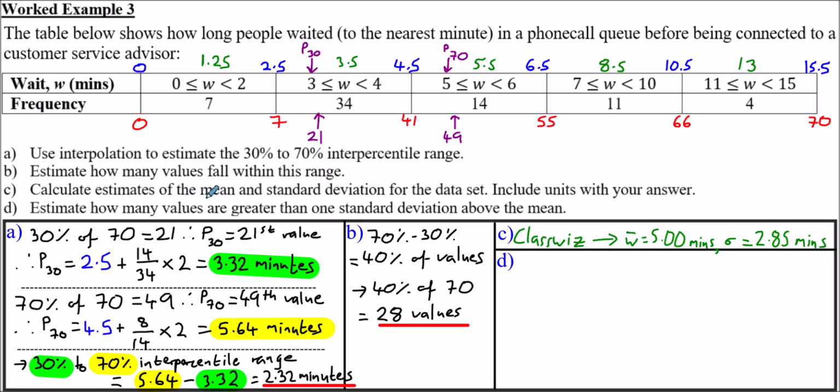Part D says to estimate how many values are greater than one standard deviation above the mean. So one standard deviation above the mean, what it's saying here is to add on one standard deviation to the mean. One standard deviation is 2.85. Then add that to the mean, so 2.85 plus 5, that's 7.85 minutes.